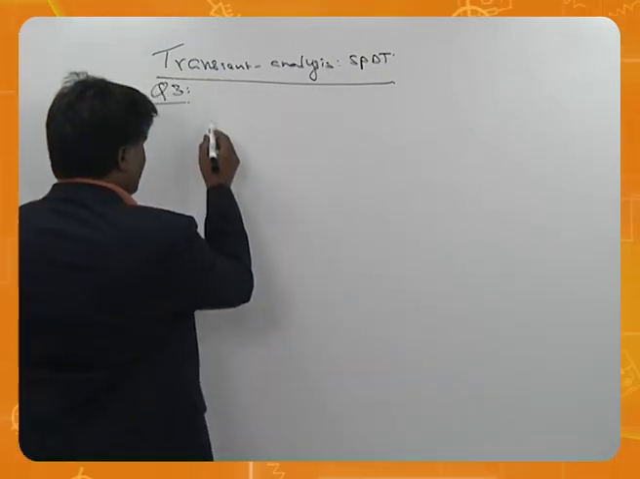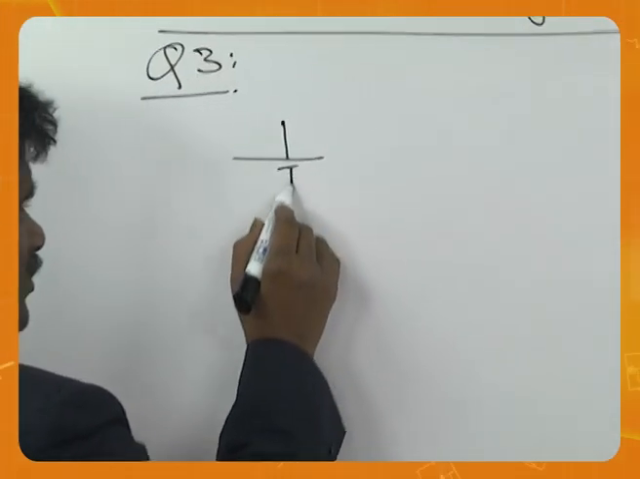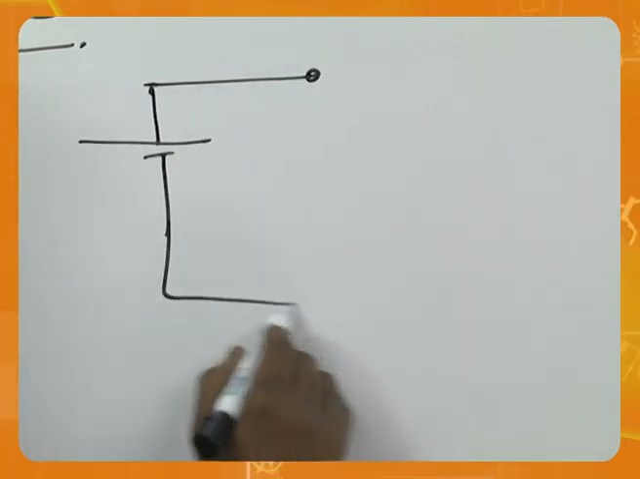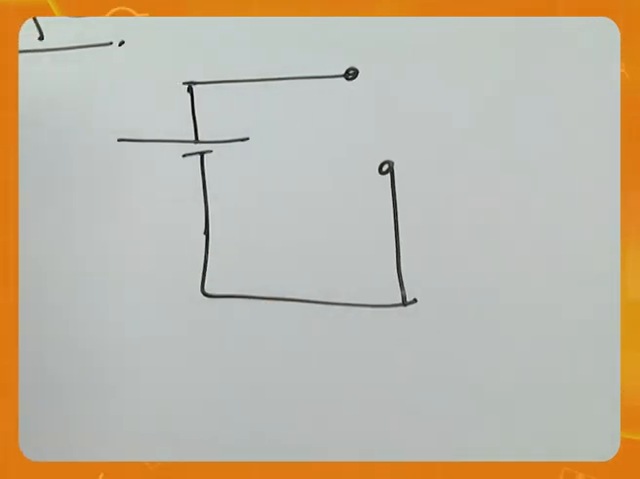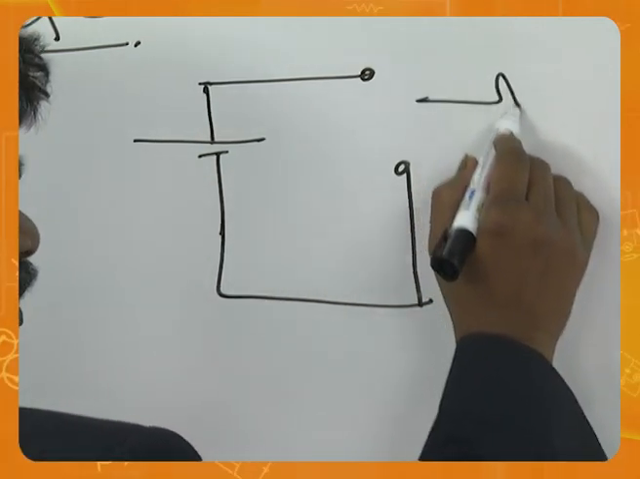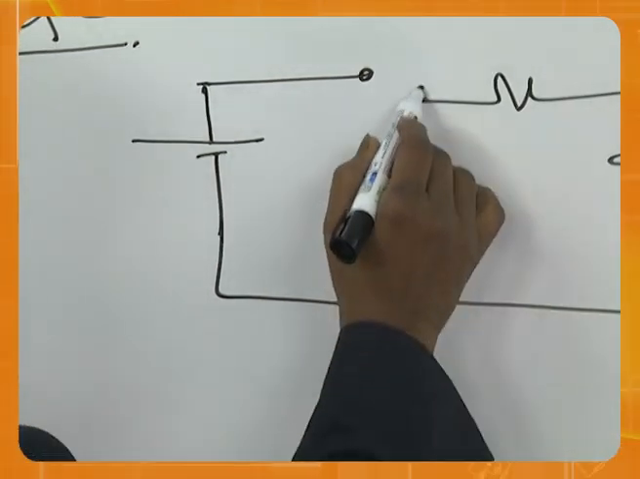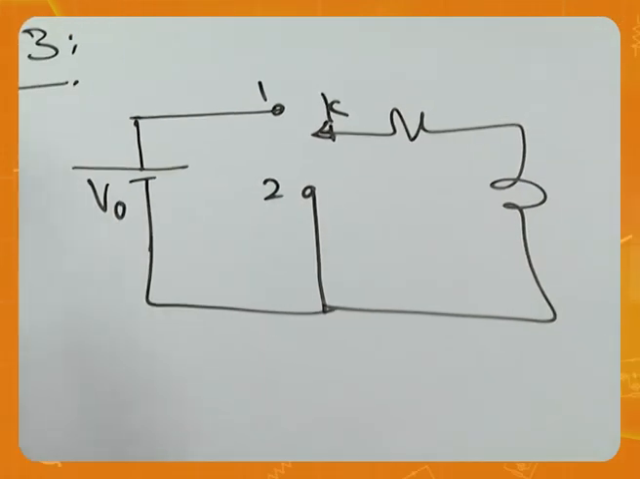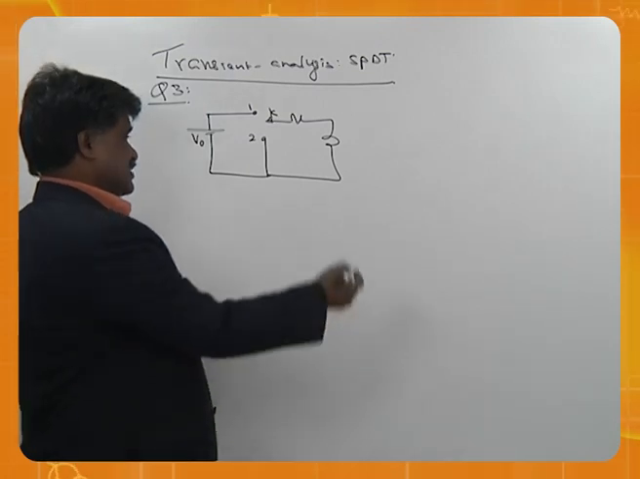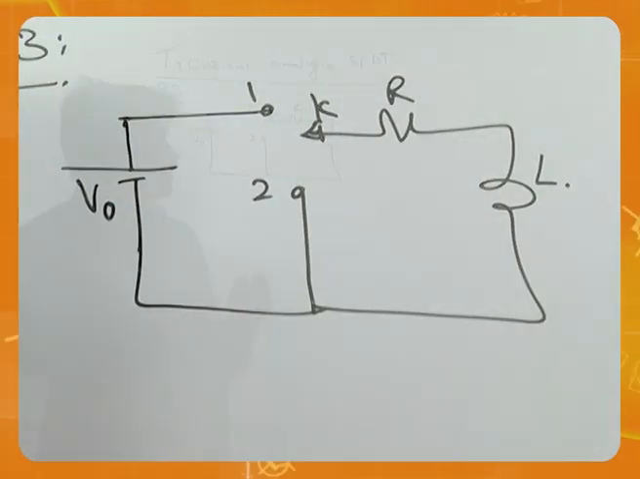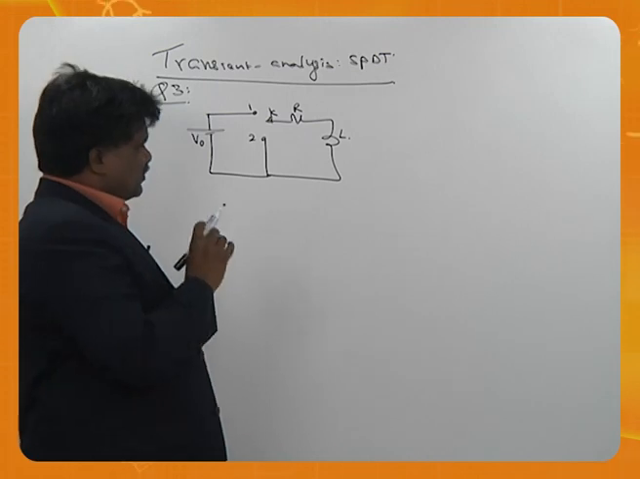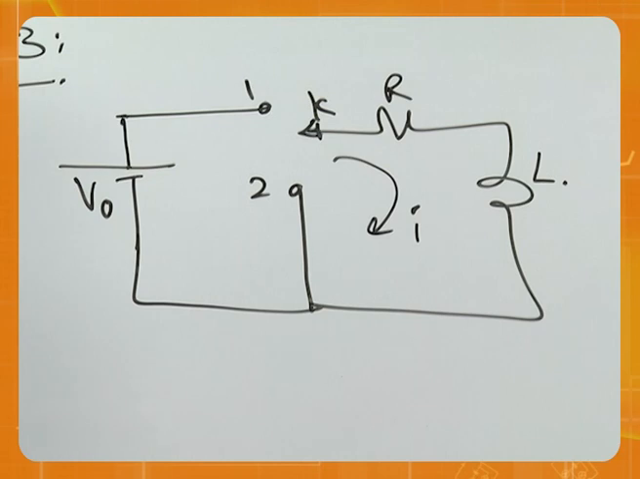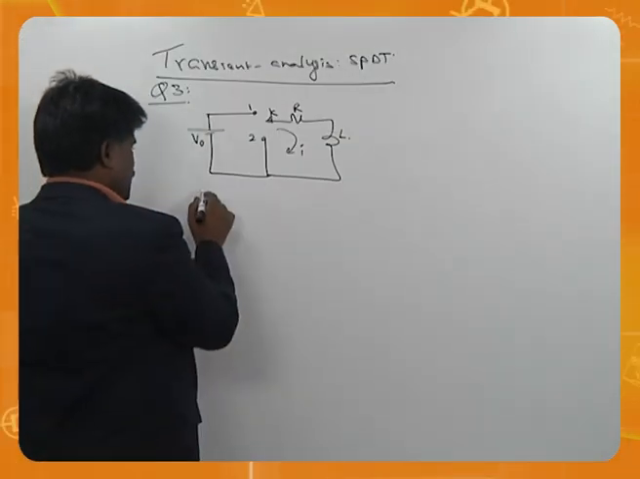For example, let me start the problem here. No resistor, no resistor, only inductor. This is switch, 1, 2. K is generally called key, that's a switch, R, L. Actually speaking, this is simply an RL circuit, and the current being asked is i. Now shall we start our solution?